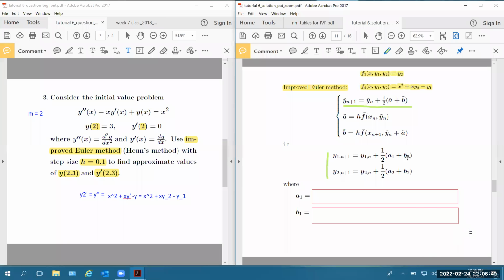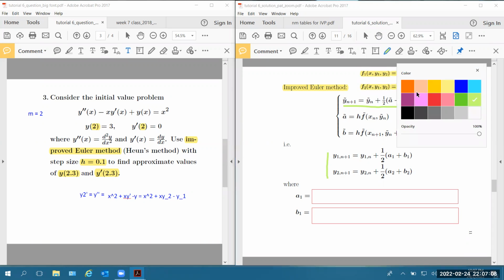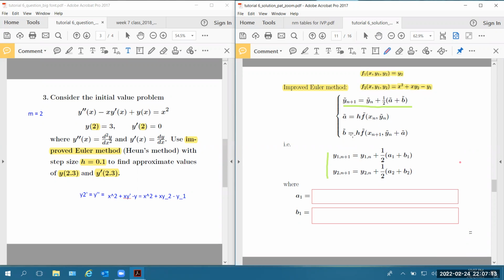All right, then of course you see inside there are a1, b1, a2, b2, right? So what are they? Then of course you must also write them down. Okay, so let's go and write a1. How to get a1? Let me change the color. Okay, maybe we change to this color. So first we get the a1. So a1 is just h f1.